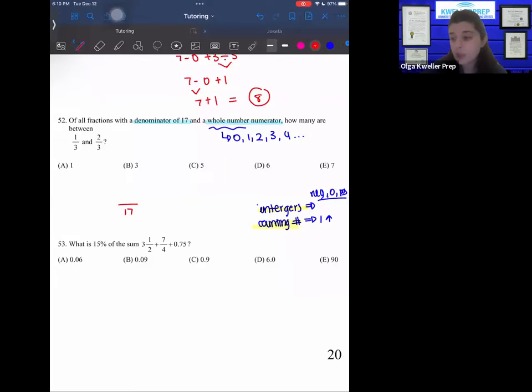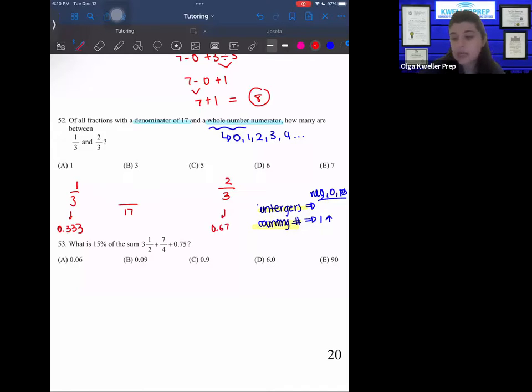How many are between 1/3 and 2/3? So how would I tackle this? There's a few ways that you can try to tackle this. First of all, as an aside, I usually recommend that students studying for the Hunter test have some fractions memorized, common ones, not the ones that end in over 17, but you guys should know that 1/3 is about 0.333, and you should know that 2/3 is 0.67.